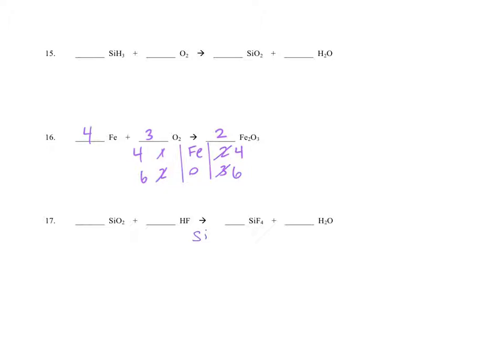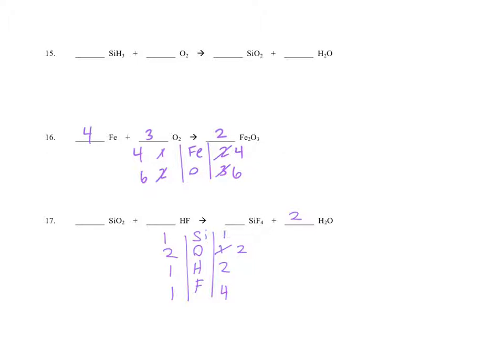We have Si, O, H, and F. Left side we have 1, 2, 1, 1. 1, 4. Make sure you're paying attention to the order. 2 and 1. So again, the Sis are balanced. Go on to the next one. We need 2 oxygens here. So I put a 2.